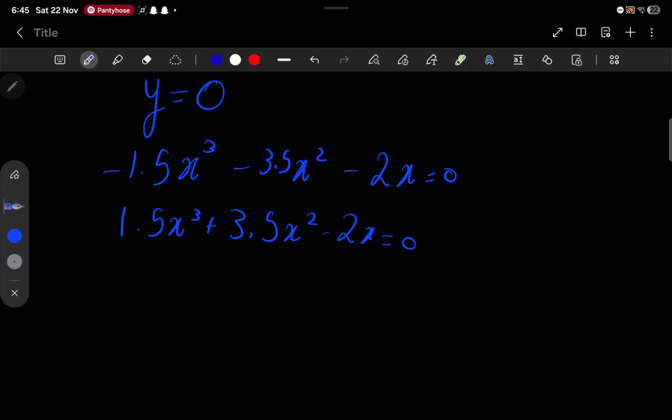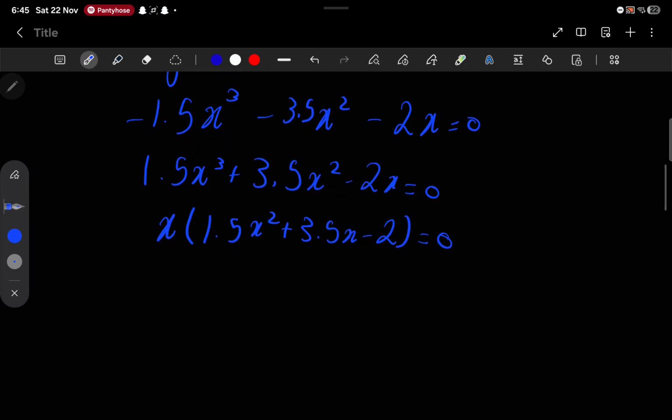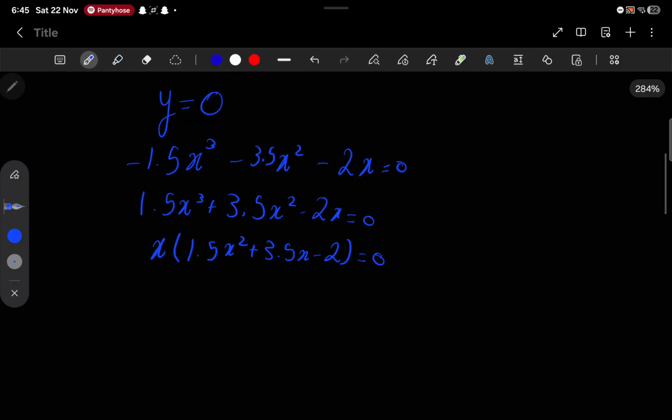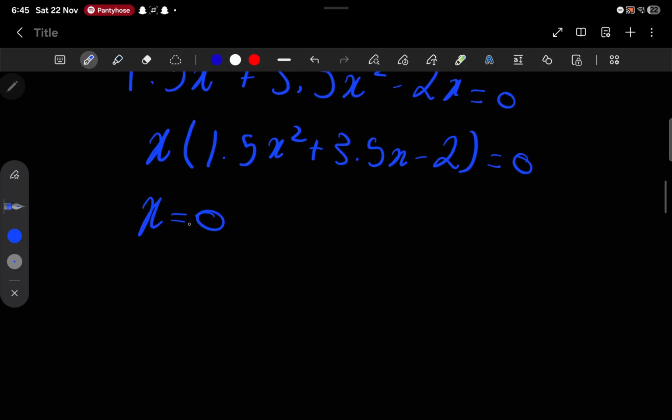Okay, now x can be taken out as a common factor. So 1.5 x squared plus 3.5 x minus 2 is equal to 0. I'm assuming this is correct. So this means that x is equal to 0. Okay, that's our first point. But we already have this. This is point O.